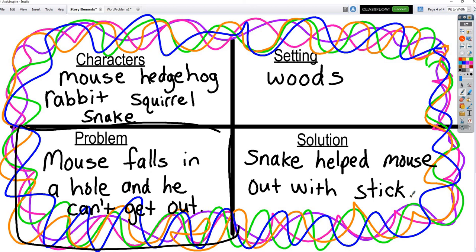All right, so that is what our lesson is this week. We are going to make sure that we can find the characters in the setting, which I know we did last week and you guys were doing really good at. But we also are going to find that problem and solution, which is part of the plot, like we talked about last week. So when we practice this tomorrow, hopefully you will be better at finding that problem and solution.